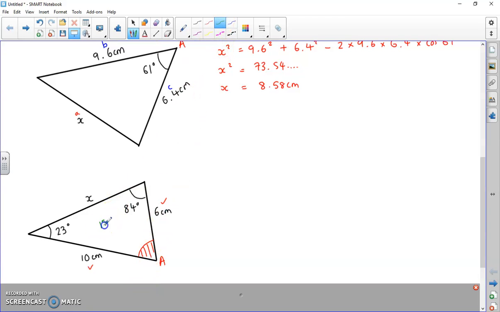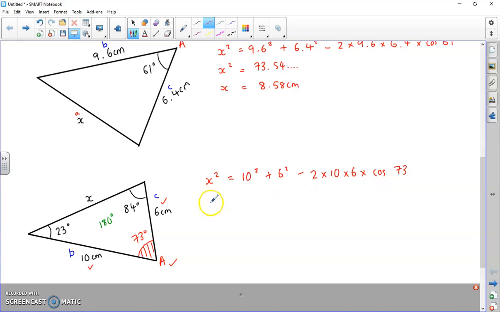Which is easy enough to do. You learnt in year 7 that angles in a triangle add up to 180 degrees. Those two add up to 107, so that gives us 73 degrees for our angle. Okay, now we've got two sides and the included angle, we can use the cosine rule. So x squared equals, I'll call that one B, that one C, 10 squared plus 6 squared minus 2 times 10 times 6 times cos 73.